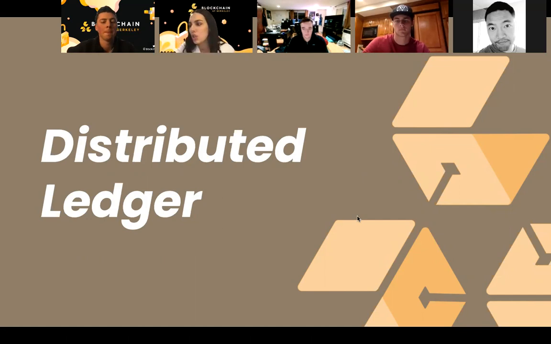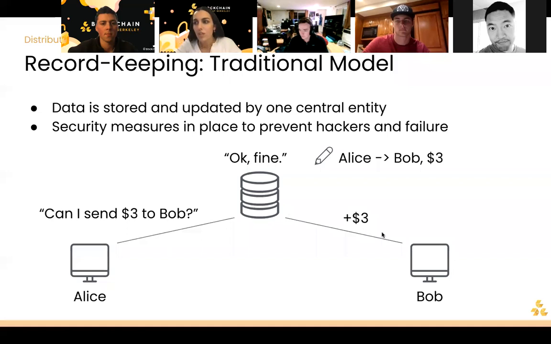Cool. So let's get into distributed ledger. For me, this was the most key concept with blockchain. This is how it's able to keep records and become so usable as a financial service in Bitcoin. So let's think about what the traditional model of keeping a record is.